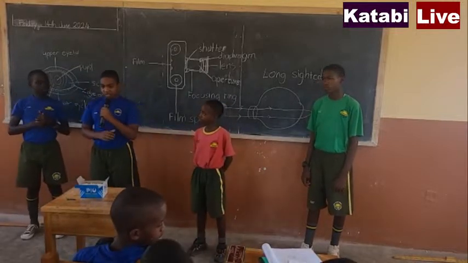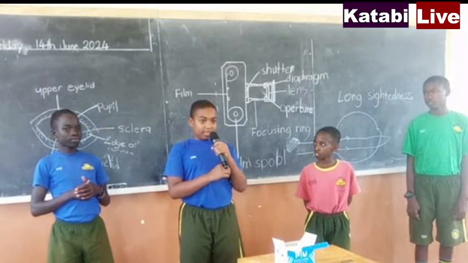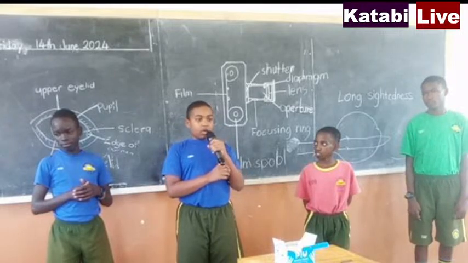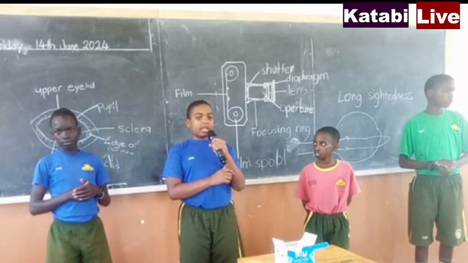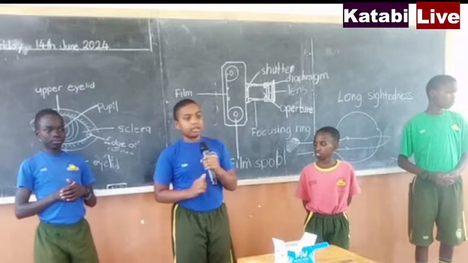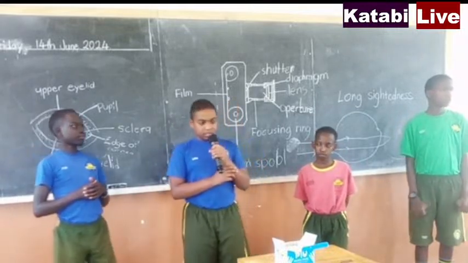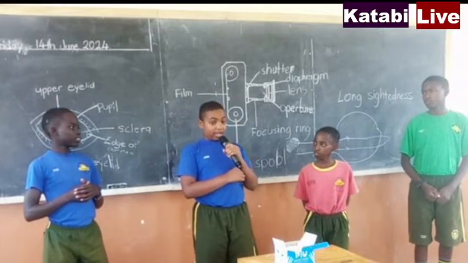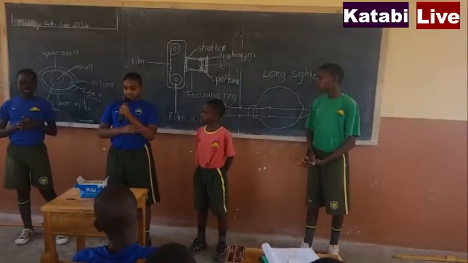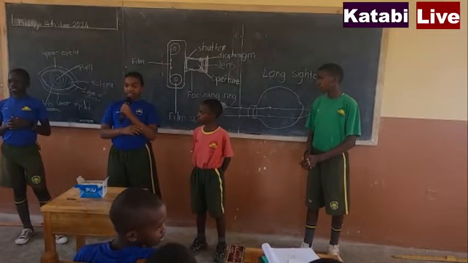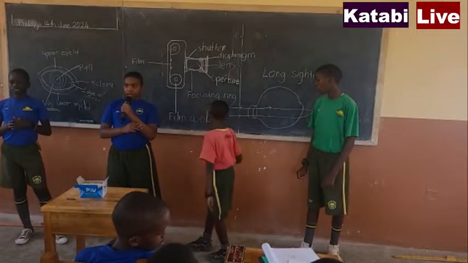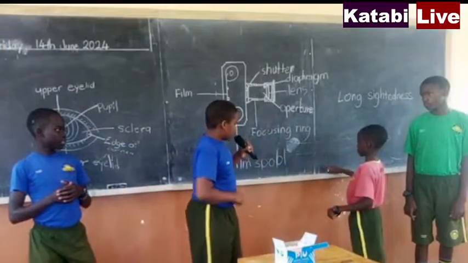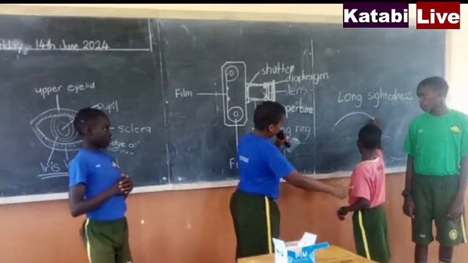Astigmatism is the condition when the human eye cannot see vertical and horizontal objects at the same time clearly. And this is caused when the cornea is not in a perfect spherical shape and is not perfectly curved. Let Eric illustrate on the board.